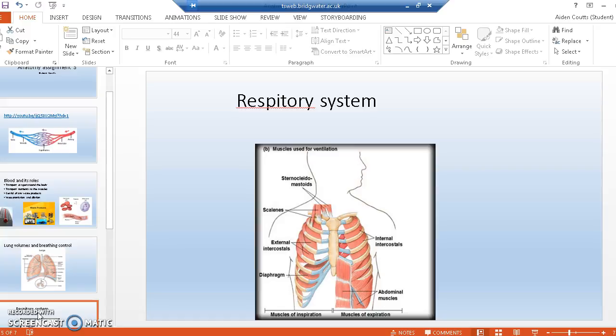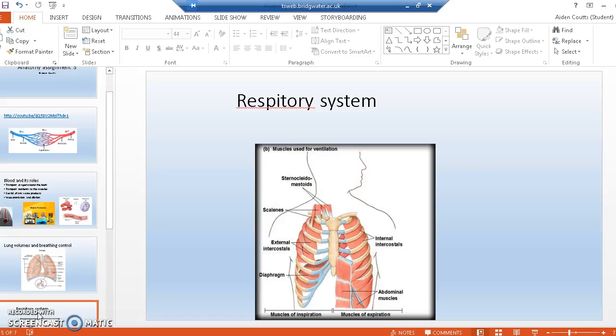And total lung capacity. This is the vital capacity plus the residual volume, and is the total amount of air the lungs can hold. The average lung capacity is 6,000 millilitres, although this varies with age, height, sex and your health. Now, gaseous exchange in the lungs.